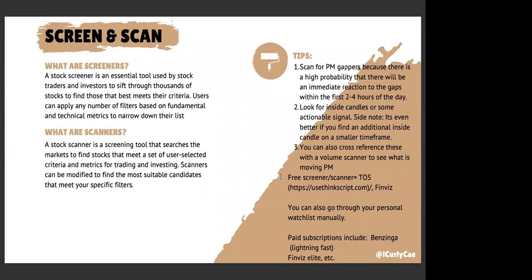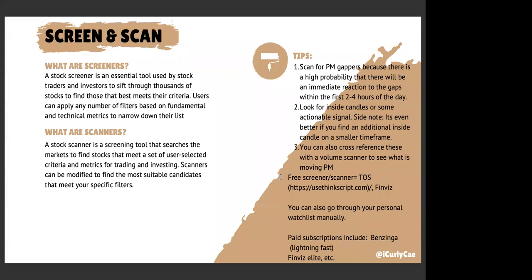Now, here are a few tips. What I like to essentially do when I'm creating a pre-market watch list is I like to scan for pre-market gappers, okay? Something that's either gapped up or gapped down. The reason why is because there's a high probability that there will be an immediate reaction to the gaps within the first 2 to 4 hours of the day.